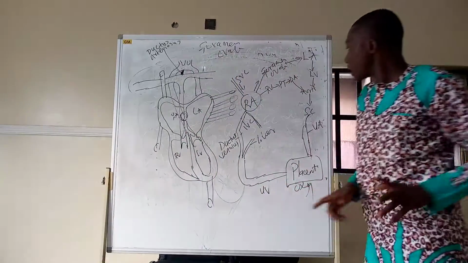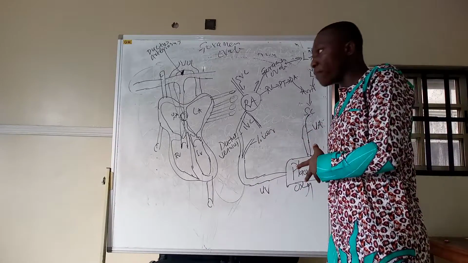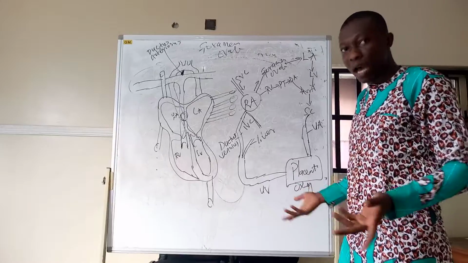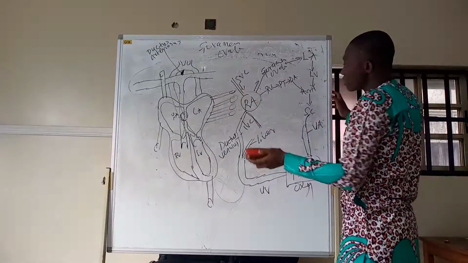Now, a little thing I'll have to tell you: circulatory changes at birth. Once they give birth to a baby, the placenta is being expelled, so oxygenation takes place in the lungs now. So many changes happen. I'm going to give you the little things that happen.